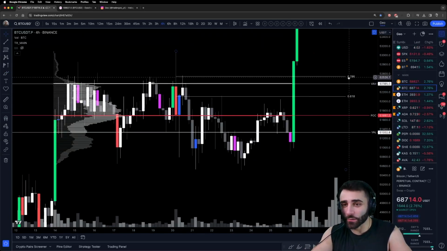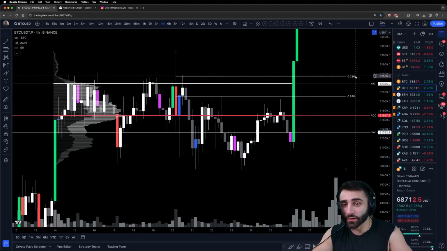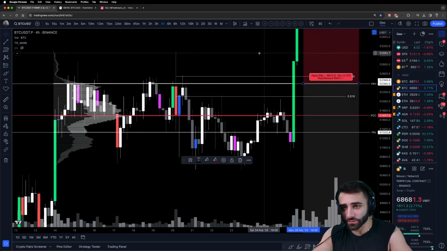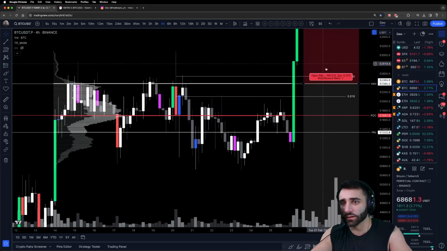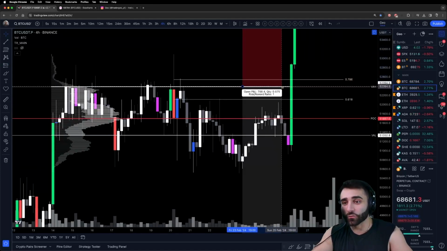If you're, for example, pulling a Fibonacci tool from the high to the low, and you can see that your value area high is pretty close to your 0.786, what you can do is say, all right, when we get up here, I'm going to start looking for short positions. Now, obviously, in hindsight, this completely blew through it, but this is how you can use the value areas to find key levels of support and resistance where you can be looking for a trade.